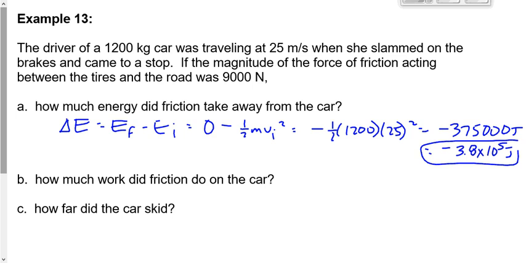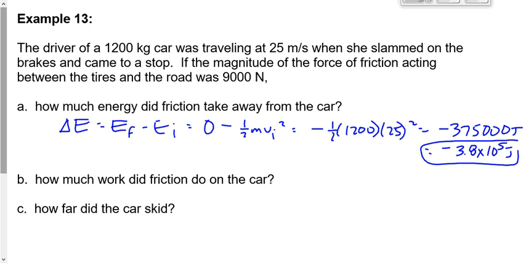How much energy did friction take away from the car? Friction took away negative. Yeah, no, I see what you're saying there. That's a good point. By rights, when we answer question A, how much energy did friction take away, we should take the absolute value of that and just say 3.8 times 10 to the 5. The change in energy, which is actually what we solved for, is not what was asked. We asked for how much it took away. We solved for the change in energy. That is negative because it was a loss of energy.